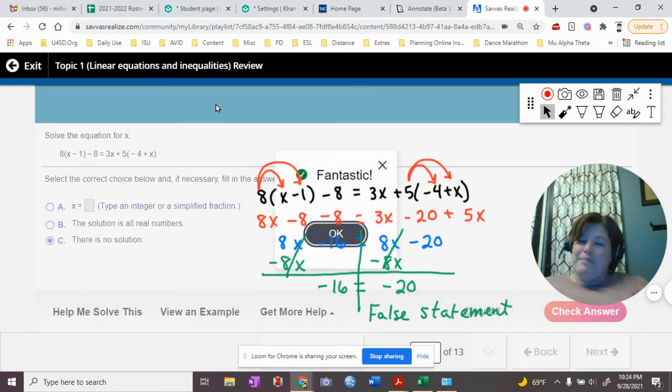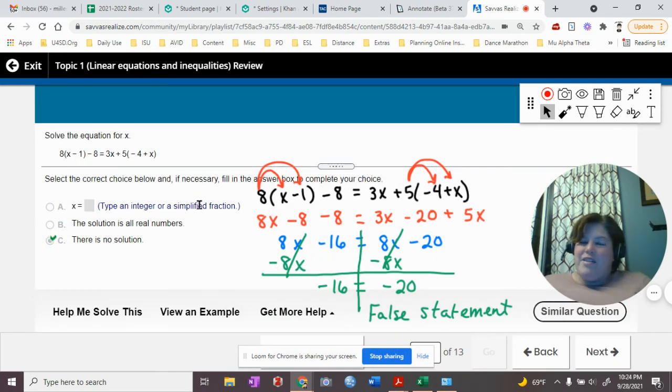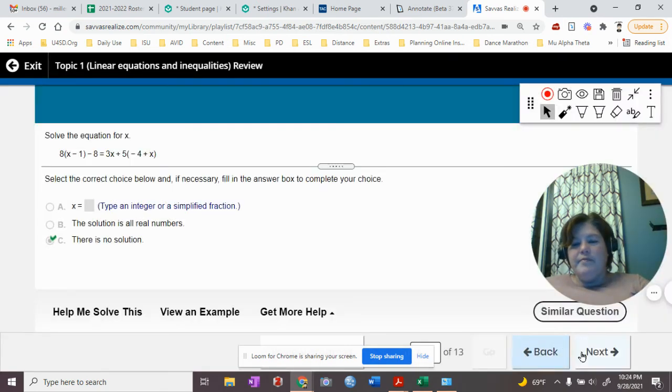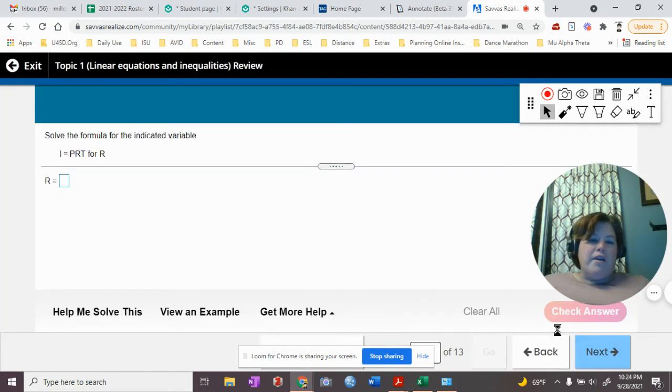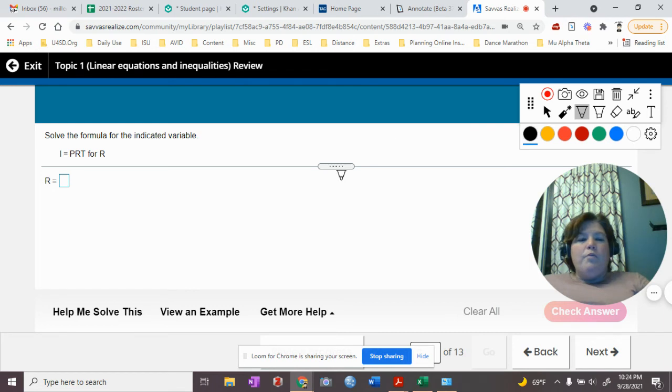So if I check that, it works, and all we needed to do was simplify the equation. Our next example is a literal equation. We have I equals P R T, and this is asking us to solve for R.